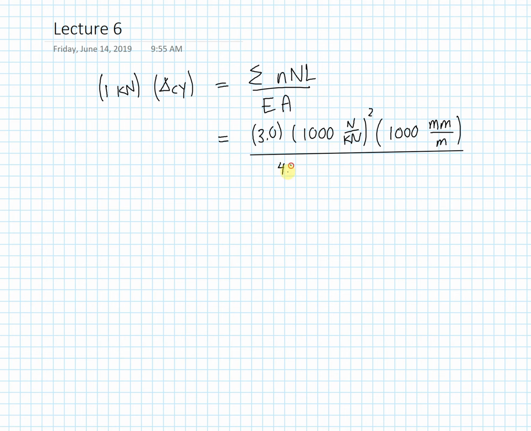And this is a fraction, so we have 400. These are the properties. That's the area, 400 millimeters squared, and the elastic modulus, because these are steel sections, is 2e5, 2 times 10 to the power 5. And newtons divided by millimeters squared, that's just megapascals. Okay, so when we solve for delta Cy, we tend to get some value in millimeters. In this case, it should be 0.0375 millimeters.